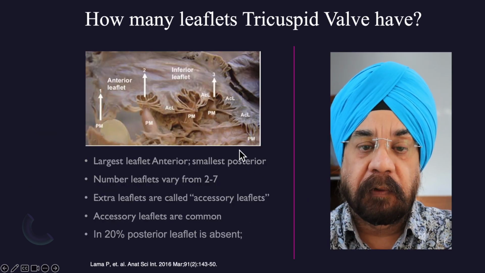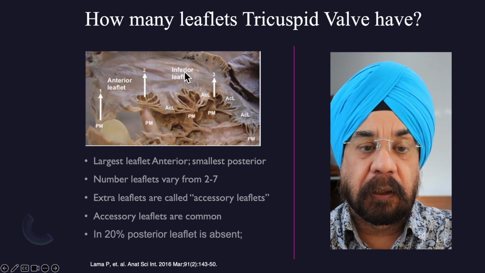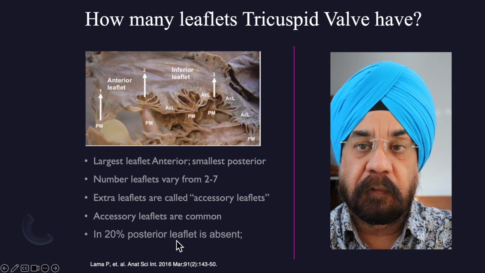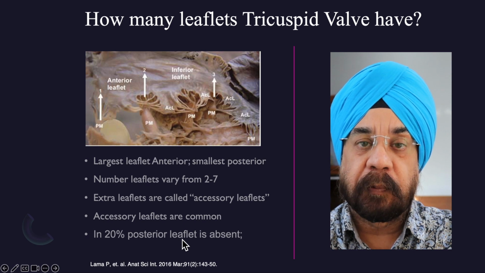Now if you see the anatomy, it is quite complex, and many times even if it is called a tricuspid, you can have just two cusps. So in 20% of patients, the third cusp, or the posterior cusp, is missing.